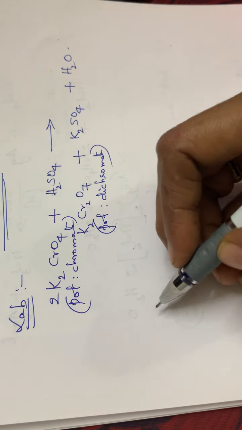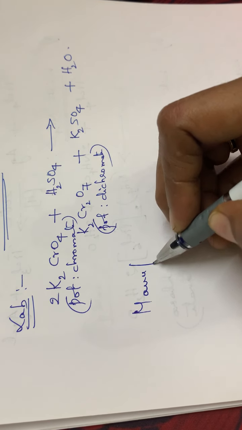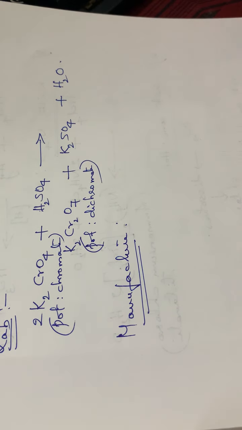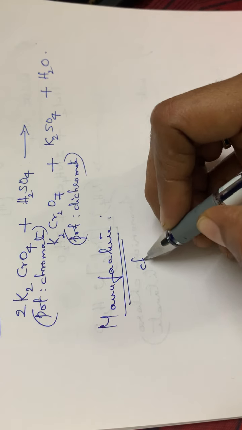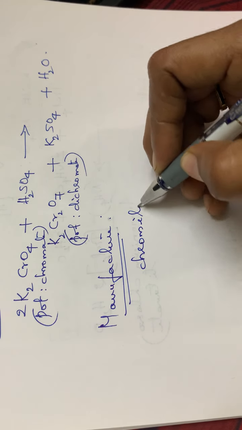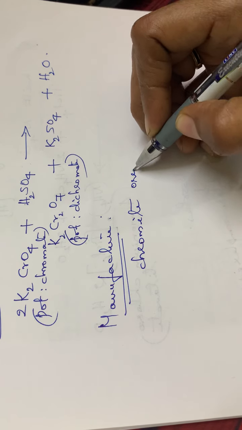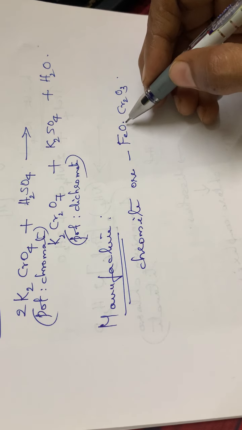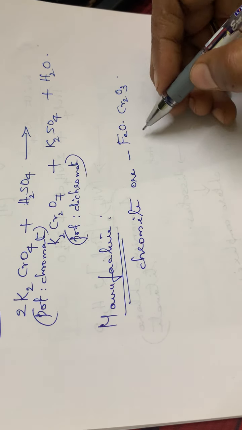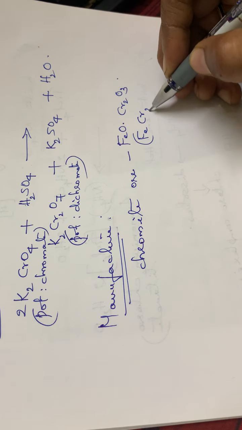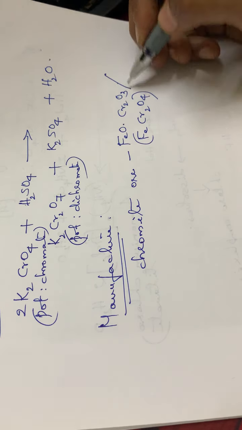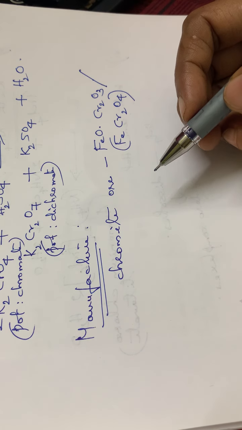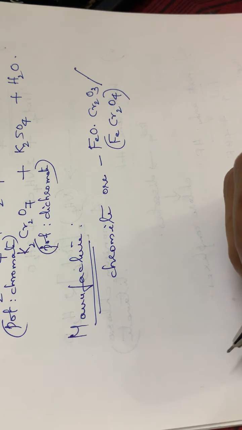Then the next is manufacture, that means the large scale preparation of potassium dichromate. See here, this potassium dichromate is manufactured from the chromite ore. Chromite ore is FeO.Cr2O3, or otherwise we can write it as FeCr2O4. So here in this manufacture of potassium dichromate, there are 4 steps involved.